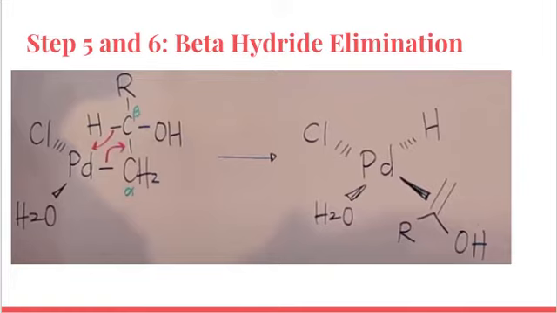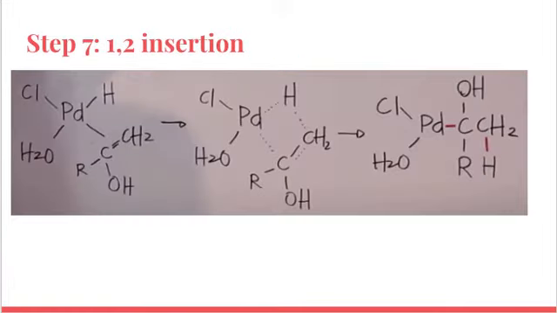Step 7 is a 1,2 insertion, which is a little bit hard to describe, but you can see it pretty easily. So essentially, this group right here is inserted between the palladium-hydrogen bond that used to be right here. And the way that occurs is that these two bonds, palladium-hydrogen, and one of the bonds in the pi bond, in the carbon-carbon bond right there, are broken, and then these two bonds form. So you can see the palladium-carbon bond right here, and the hydrogen to this group right here, the ethyl group. So that's your 1,2 insertion.